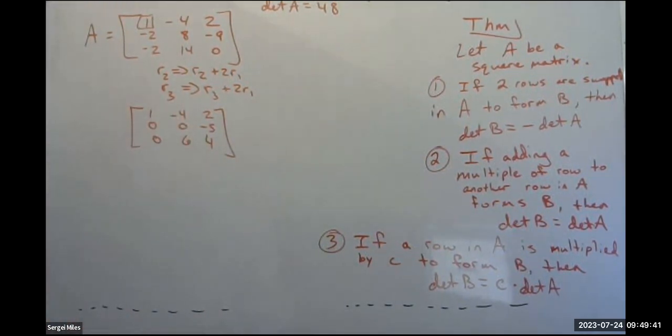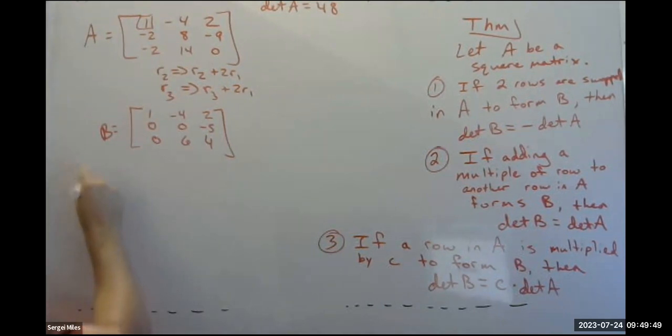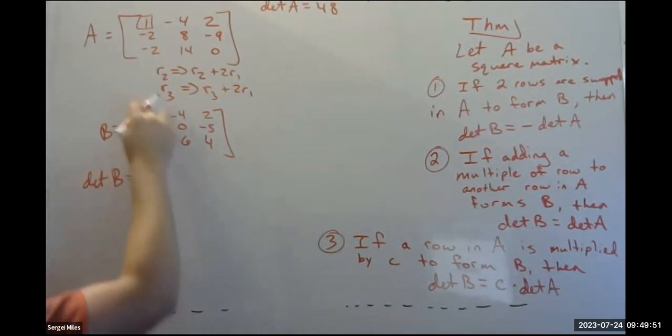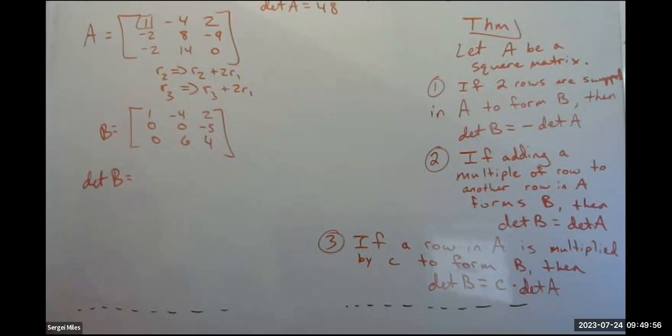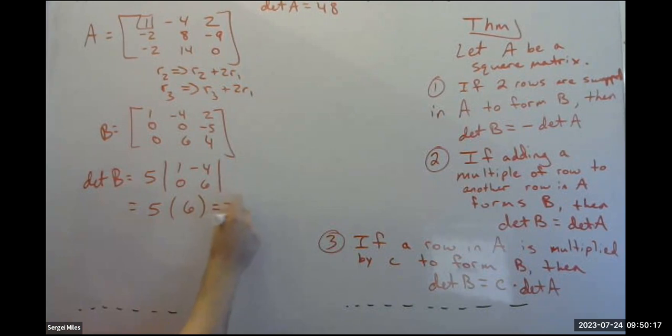But if I stop right here, and this is my matrix B, so far I've not done anything that changes the determinant. The determinant here is going to be, remember the checkerboard pattern, plus, minus, plus, minus. So I have a minus with the negative 5. That gives me a positive 5 times the determinant of its submatrix. And what do we get here? 5 times 6 minus 0. 5 times 6 is 30.